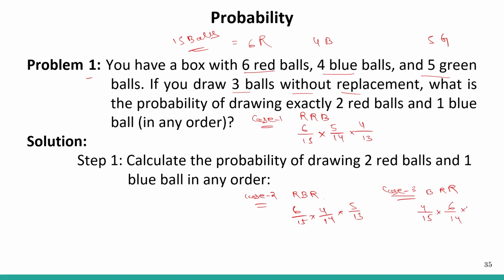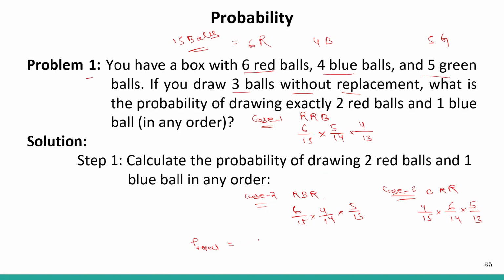So for another red ball, there are 5 red balls remaining and the total number of balls remaining is 13, because 2 are already picked. So we need to sum these 3 cases up to get the total probability. The total probability will be a sum, because these are exclusive events. If this has happened, this can't happen. If this has happened, this can't happen. So we have to sum these up, because only these 3 cases are possible.